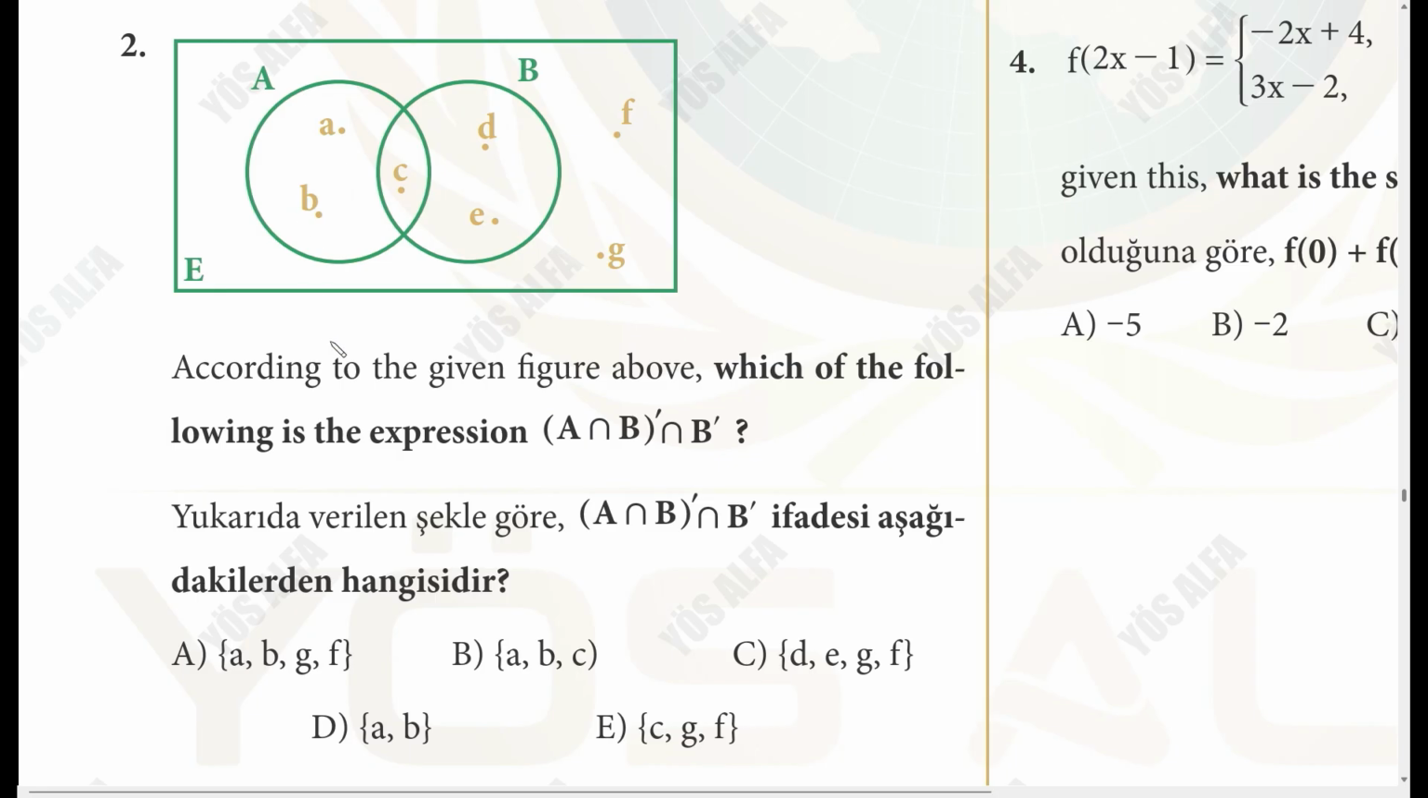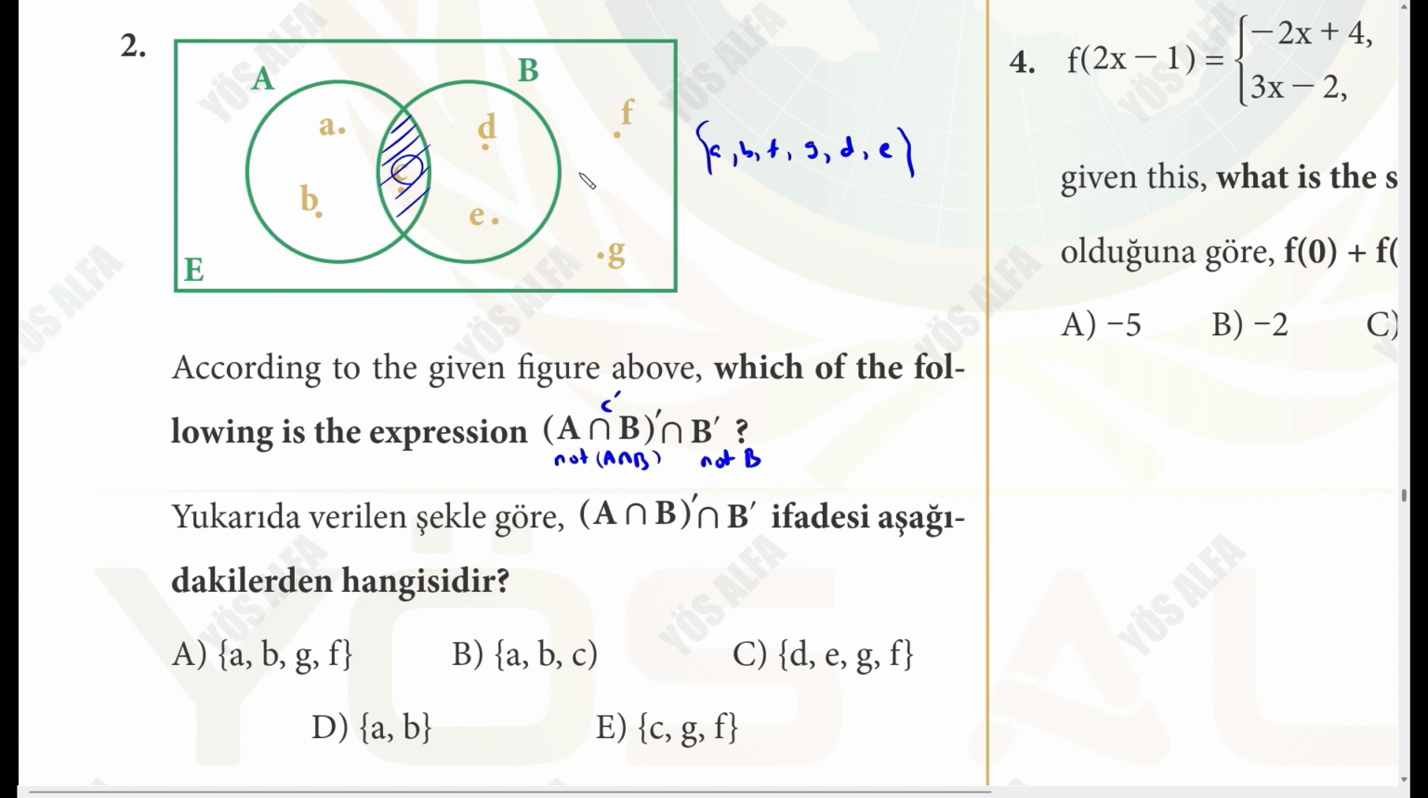Number 2. According to the given figure above, which of the following is the expression (A intersection B) prime intersection B prime? So here, first of all, (A intersection B) prime means not A intersection B, or everything else except A and B. So we'll first start with A intersection B, which is nothing but C given here. So C prime is going to be not C, or everything else except C. So we're going to have A, B, F, G, D, and E when we take C out of the universal set. So this is C prime, and B prime is going to be not B.